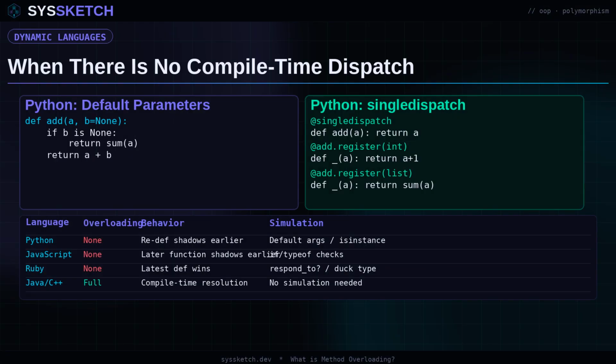Not every language supports compile-time overloading. Python, JavaScript, and Ruby don't. They use dynamic dispatch, and defining a function twice in Python just replaces the first definition entirely. Instead, these languages simulate overloading using default parameters, keyword arguments, or runtime type inspection.